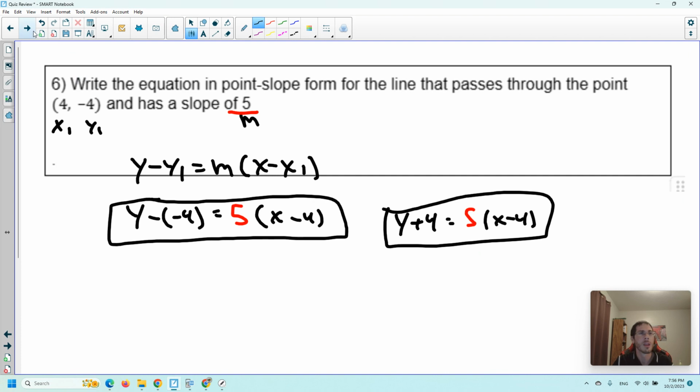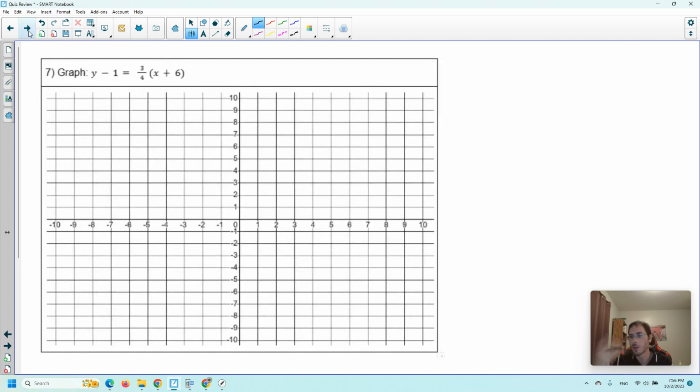So that's it. For number 7, we got another graph. So we got y minus 1 equals 3/4 times x plus 6. For this one, what I'm going to do is get the point. So I want to get x1, y1.